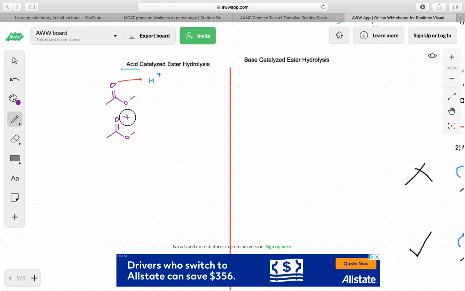You're going to get a positive charge on this oxygen. And remember, whenever you protonate a carbonyl, you create a better electrophile. So now this guy is more susceptible to nucleophilic attack. And that's exactly what's going to happen now. So we have our water, which is an alright nucleophile. It's going to come in, and it's going to attack this electrophilic center and push up that pi bond. And we should get something like this. This is an H.